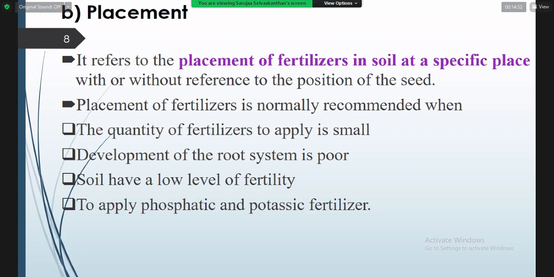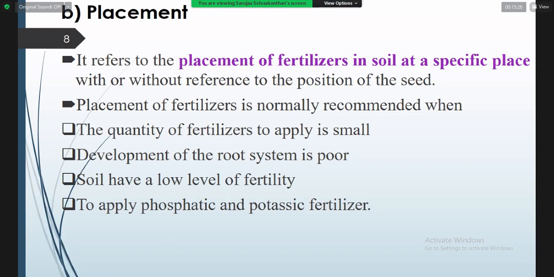Placement of fertilizer is normally recommended in these cases. First, when the quantity of fertilizer to be applied is small. If one plant needs, for example, 5 grams of fertilizer, then using the broadcasting method is not possible. When the plant needs a small quantity of fertilizer, you can apply it by the placement method. I think you understood.